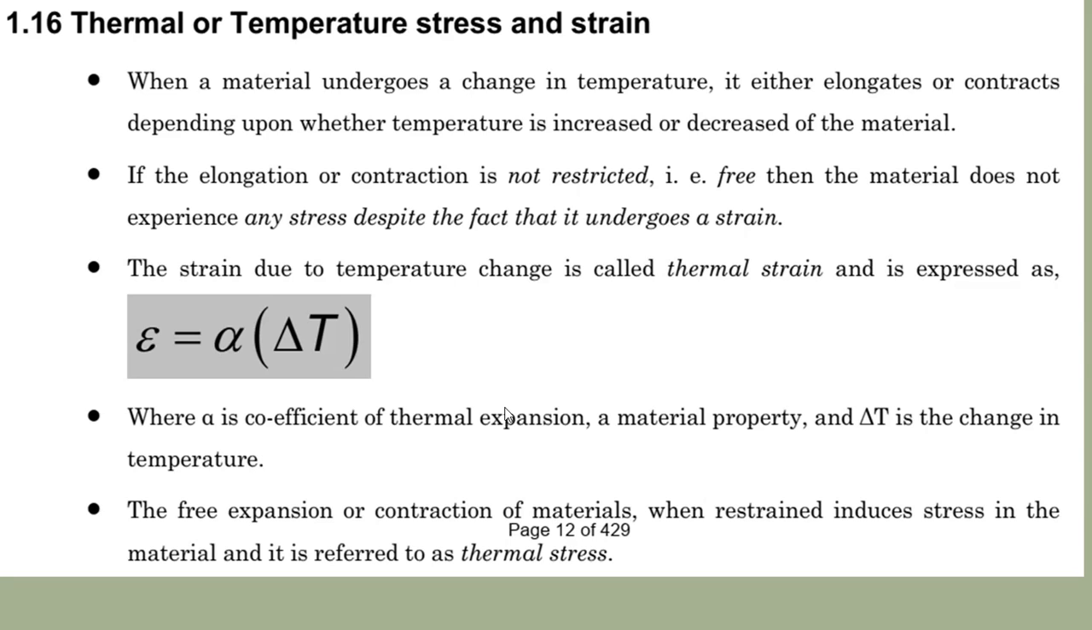Epsilon is equal to alpha into delta T, where alpha is the coefficient of thermal expansion, a material property, and delta T is the change in temperature. The free expansion or contraction of material, when restrained, induces stress in the material, and it is referred to as the thermal stress. So when the elongation or contraction is free, not restricted, there is thermal strain; when expansion or contraction is restrained, the change in stress is called the thermal stress and the change in strain is called the thermal strain.